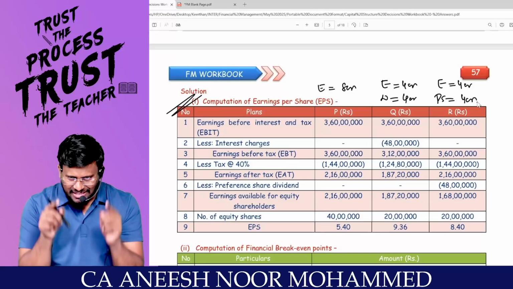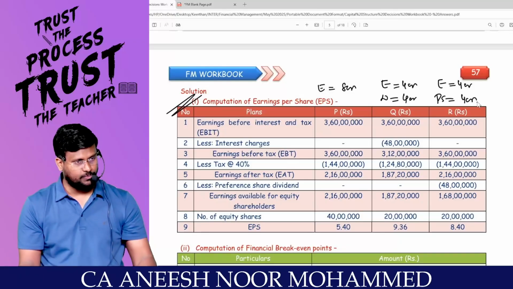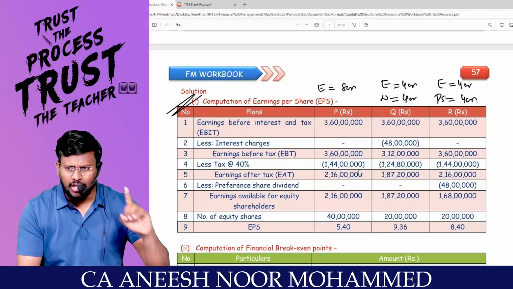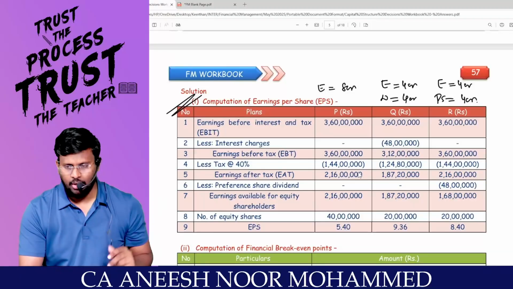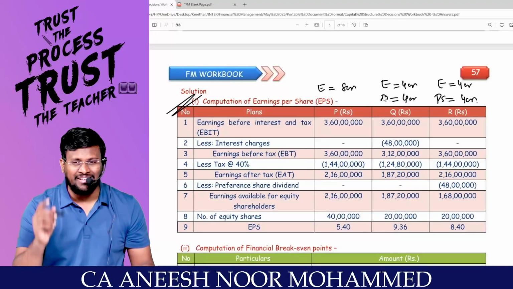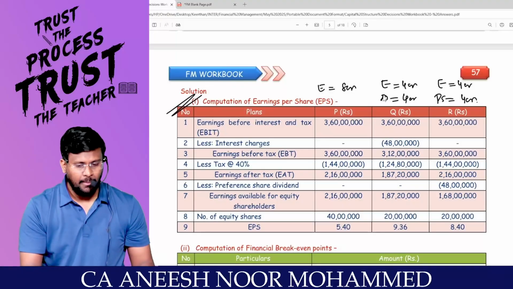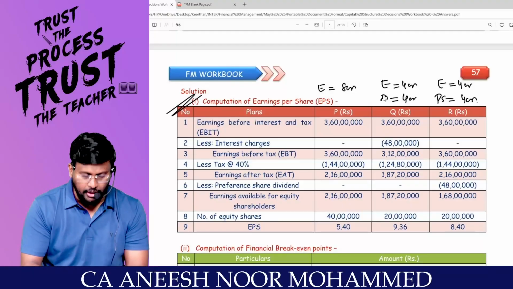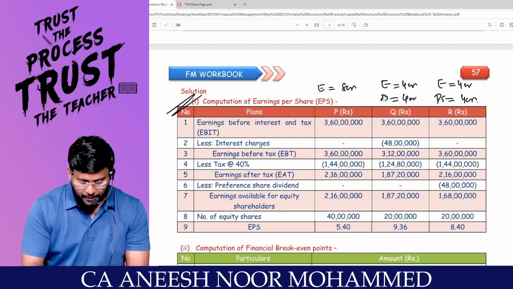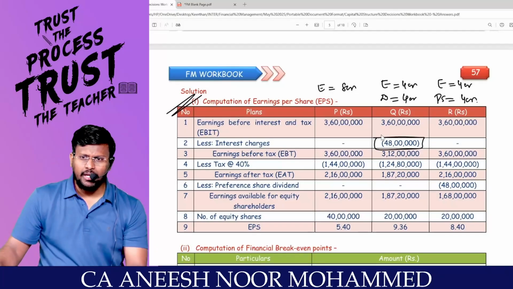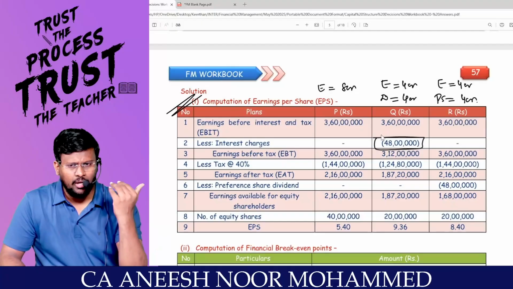After writing this, you start with the EBIT. Less interest charge. In alternate number 1, will interest come? No, because it's an all equity option. In the second one, will interest come? Yes. What is the debt? 4 crores, into 12% comes to 48 lakhs as the interest. In the third option, there is no debt at all, so how will interest come?